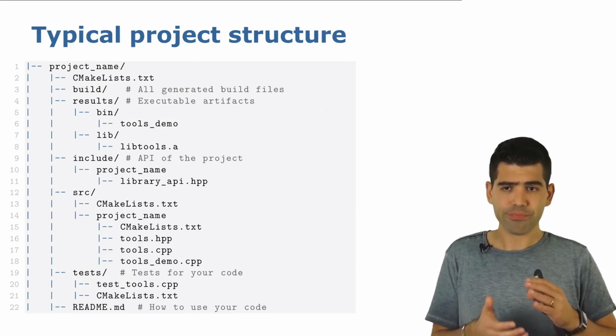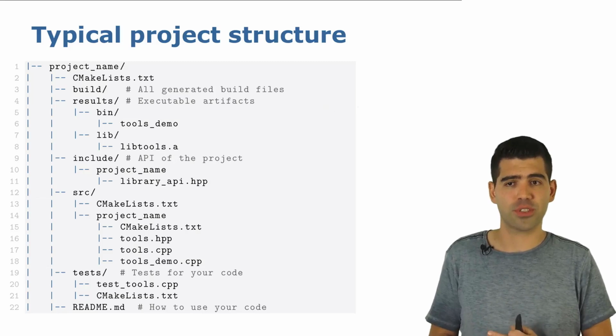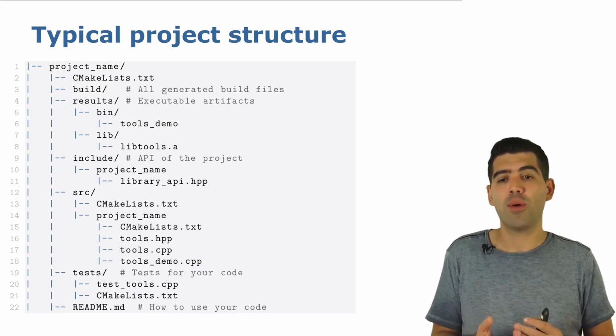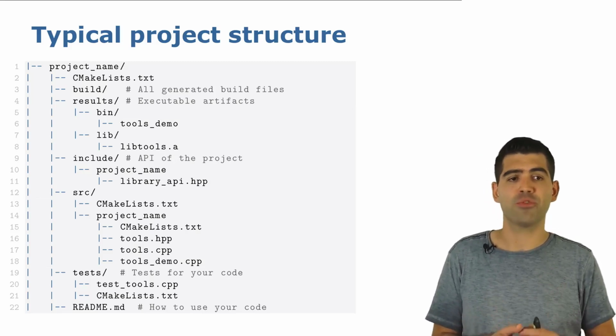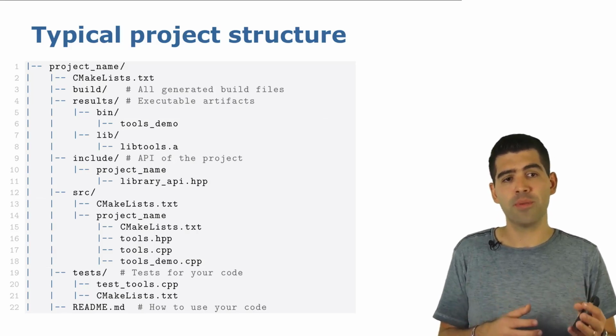This is more or less how a typical project structure will look. You're not forced to follow this project structure, but it's how I like to organize my code most of the times when I'm writing C++ projects. So we have the build directory, the result directory with some binary and lib library files.